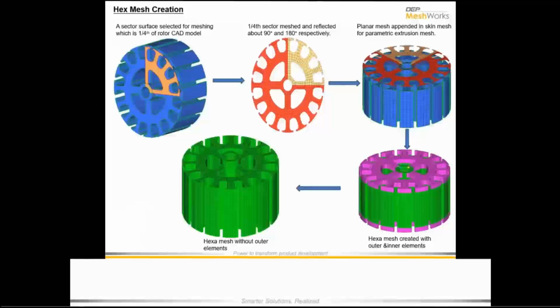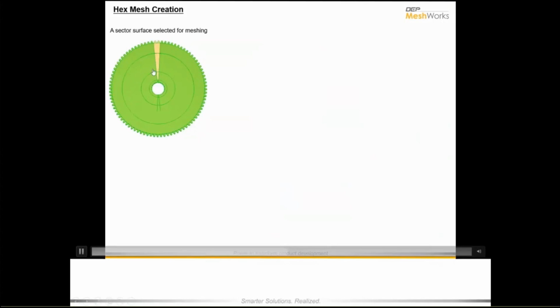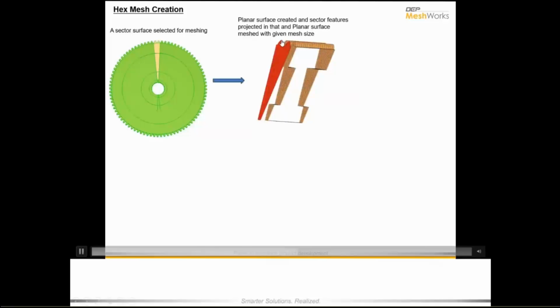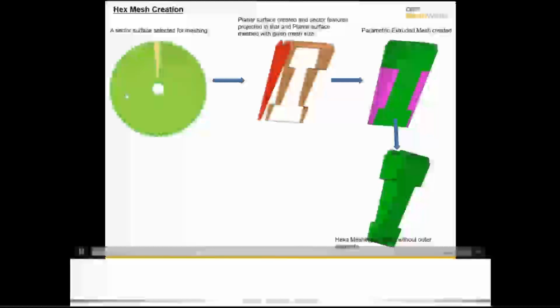And similarly, if we have a lot of gears in the model, MeshWorks can nicely be used to create these kinds of models as well. Just like the previous example, there is automatic identification and segregation of a sector of a gear tooth, then meshing it as per the meshing standards, and then creating a parametric extrusion output, as you can see here, and then using this output to replicate and recreate the full gear tooth of the model.